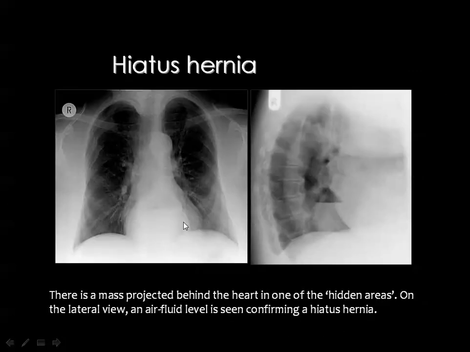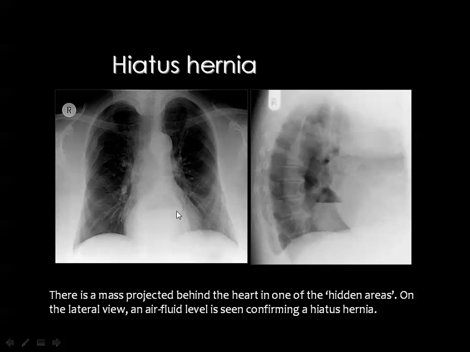While the hernia which is located in the middle mediastinum is the hiatus hernia. And this is a good example of hiatus hernia, which is commonly seen in the exams, and because it's difficult to be appreciated in the frontal X-ray, being hidden behind the heart.